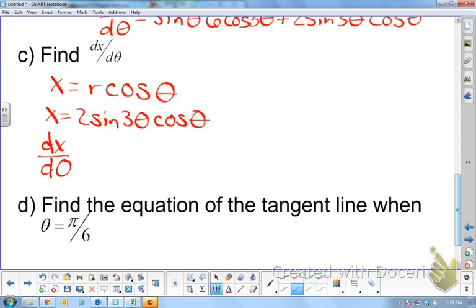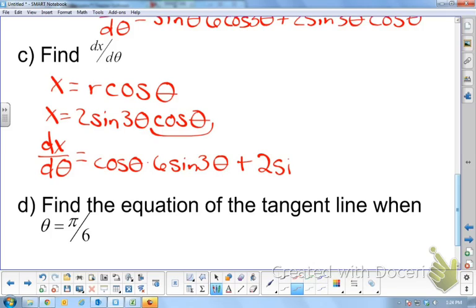So dx d theta. Low d high: cosine theta is low. D high, we've taken the derivative a couple of times now, so we don't need to do it again. We know it's 6 cosine 3 theta. Plus high d low. Wouldn't it be 6 cosine 3 theta? Yes. Good catch, thank you. Plus high d low, this would be negative sine theta.